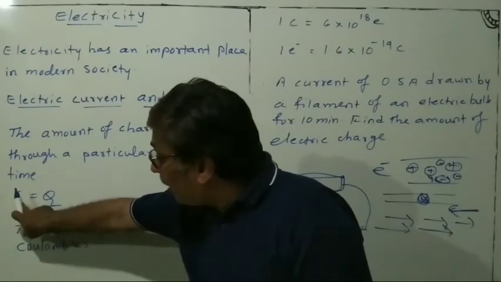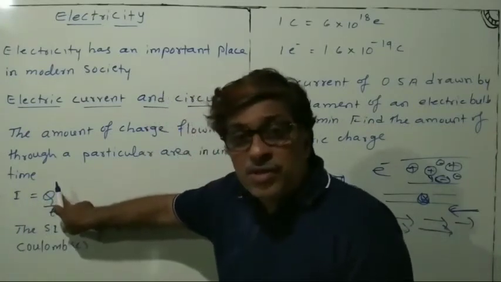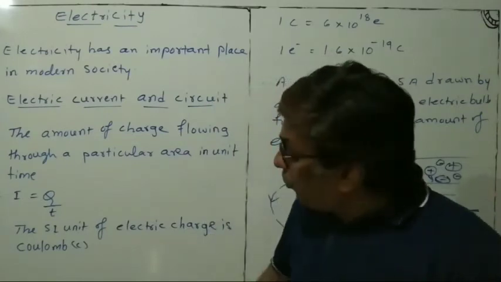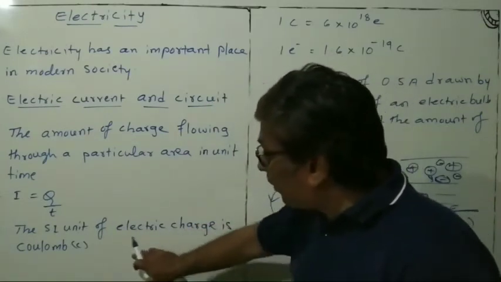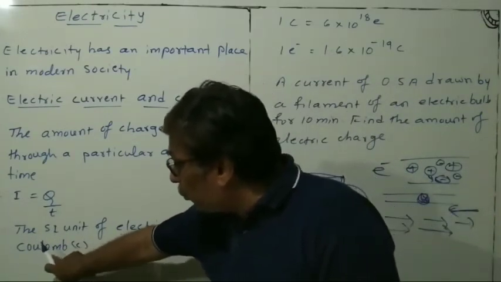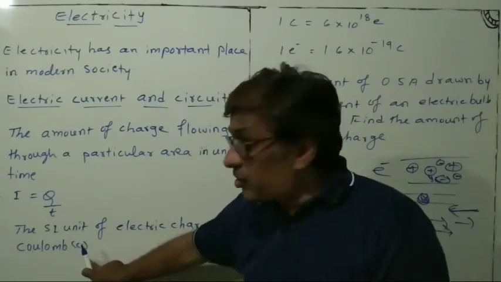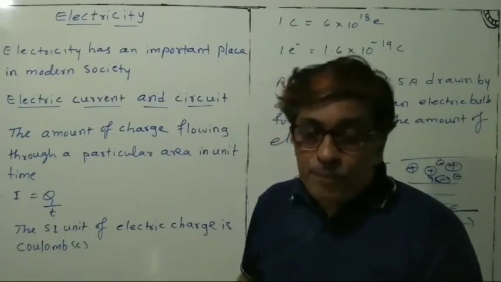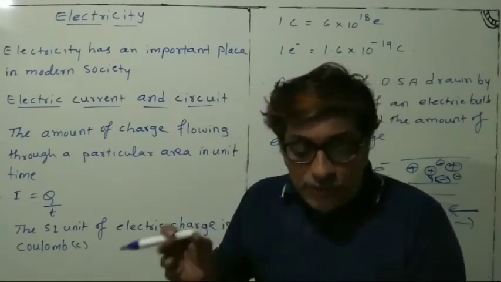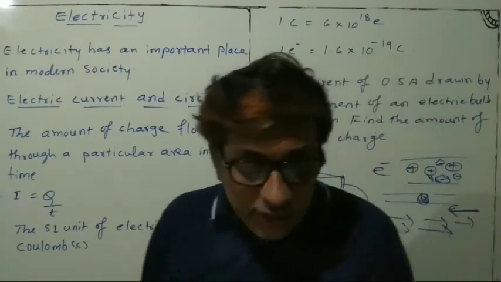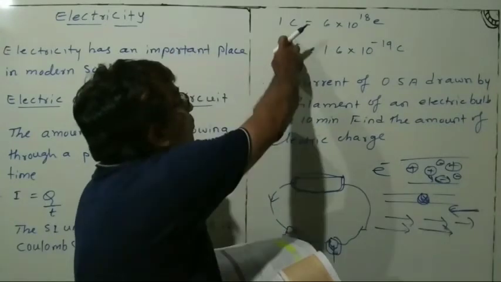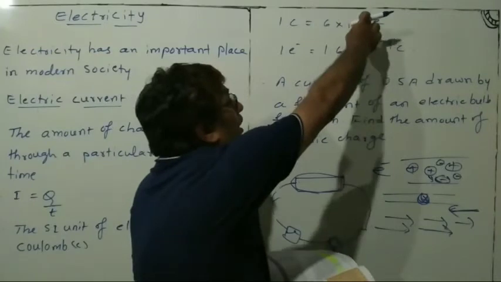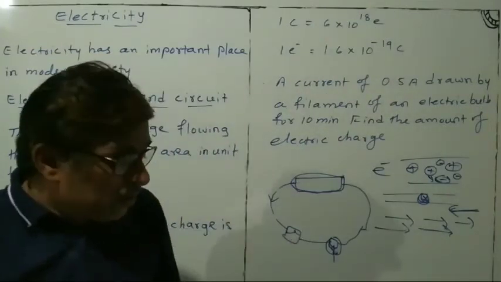Current is denoted by I, and Q is the charge. Time you already know. Now, the SI unit of electric charge is the Coulomb, denoted by C. 1 Coulomb is equal to the charge contained in nearly 6 multiplied by 10 raised to 18 electrons.